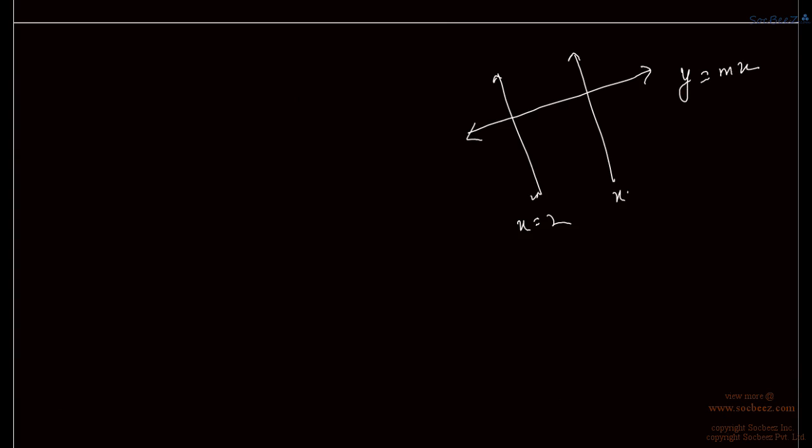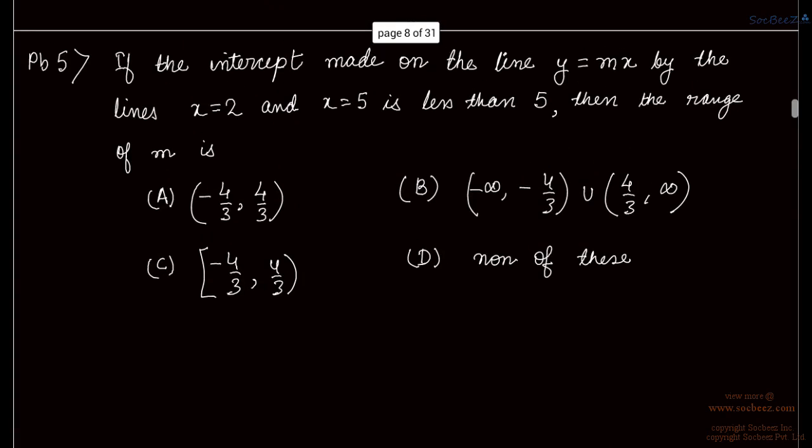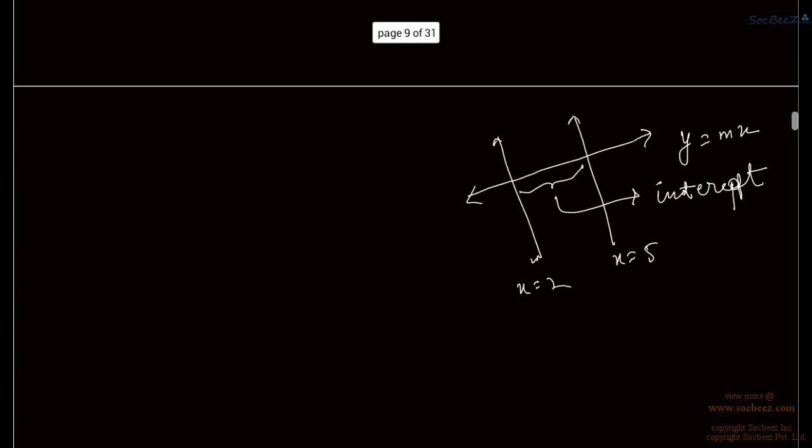So we have the line y is equal to mx, and the two other lines which are parallel, that is x is equal to 2 and x is equal to 5, and this is the length of intercept. So the question is asking the range of m for which the length of intercept is less than 5. So first we have to find the length of intercept in terms of this parameter m.